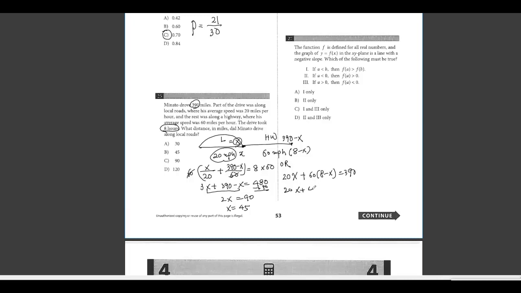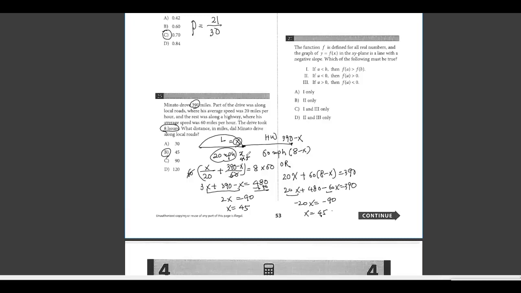20x plus 480 minus 60x equals 390, right? So 20x minus 60x is negative 40x equals negative 90. X equals what? Still 45. Let me see. 4.5, right? Not 45, 4.5. This is a 4.5 hours.